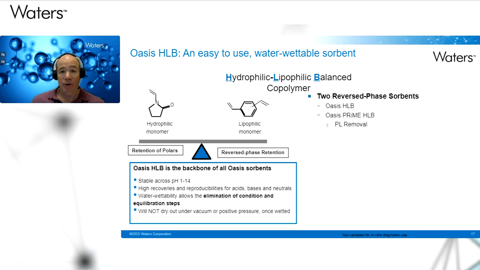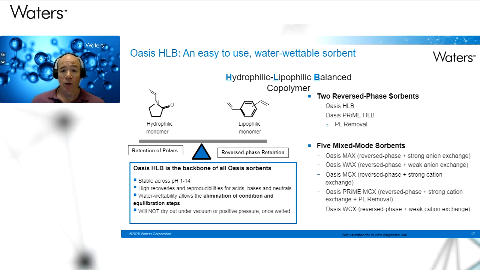There are a couple of reverse phase sorbents I mentioned. Oasis HLB is simply the copolymer alone, and Prime HLB is a copolymer with the addition of a phospholipid removal sorbent as well. There are also numerous mixed mode sorbents. As I mentioned, the weak and strong cation exchangers, and then the weak and strong anion exchangers, as well as Oasis Prime MCX, which combines strong cation exchange with phospholipid removal as well.